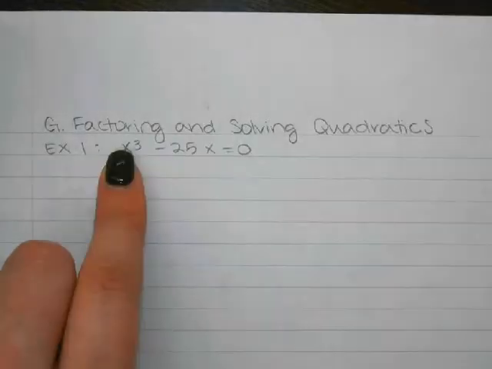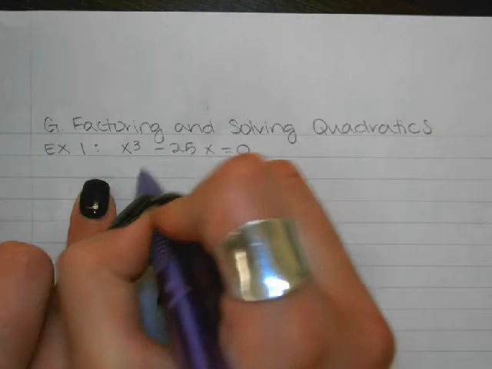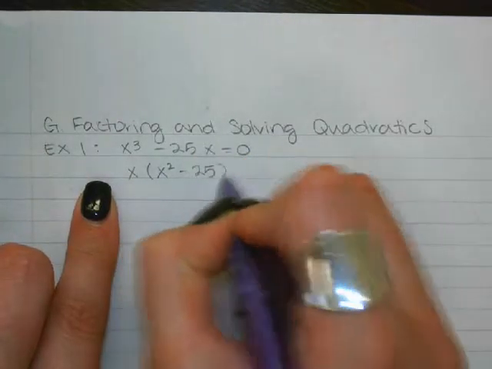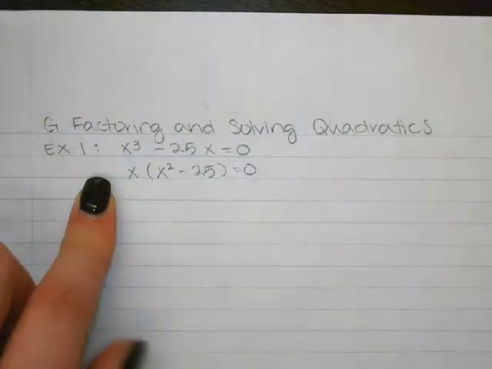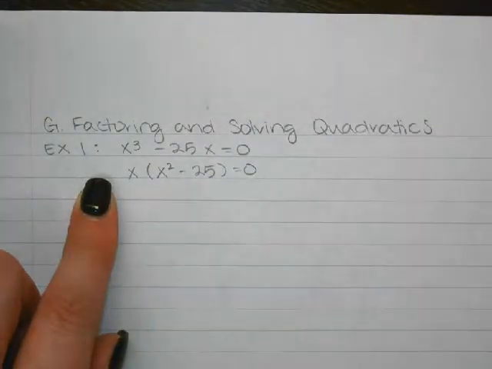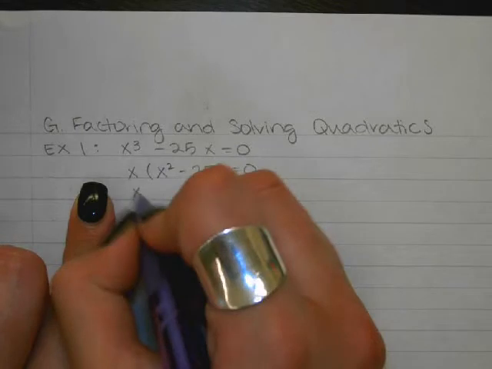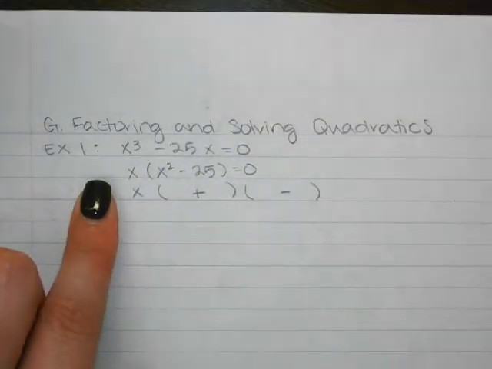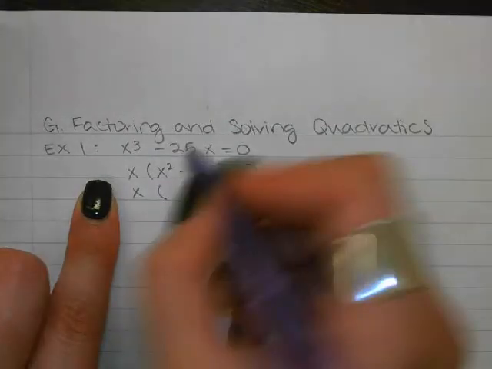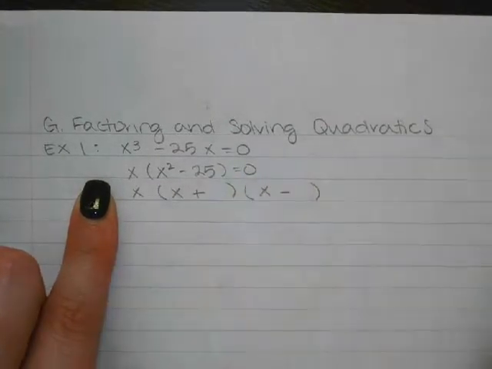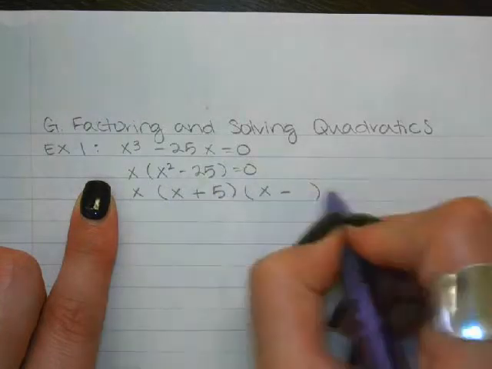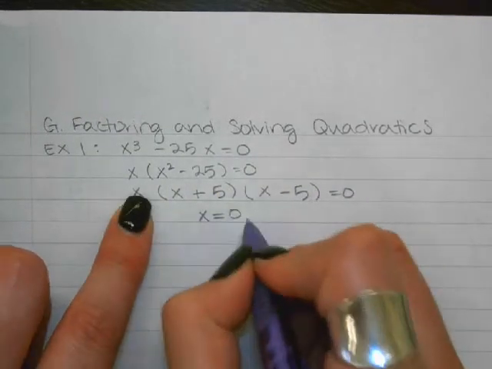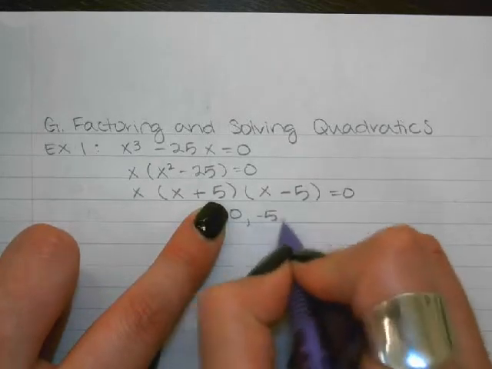I can see that I have a GCF of x because both terms have an x in there. And then once I take that x out, I have difference of squares. So I'm going to have two sets of parentheses, one with a plus, one with a minus. So that's definitely an x and an x. And then I have to think about the square root of 25, which is 5. And so x can equal 0, negative 5, positive 5.